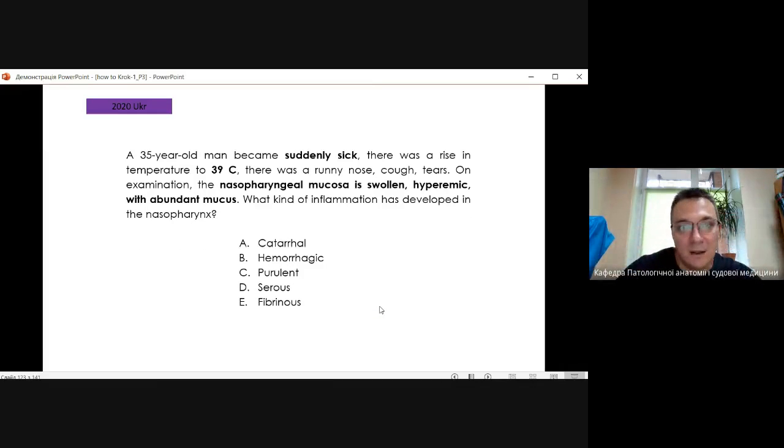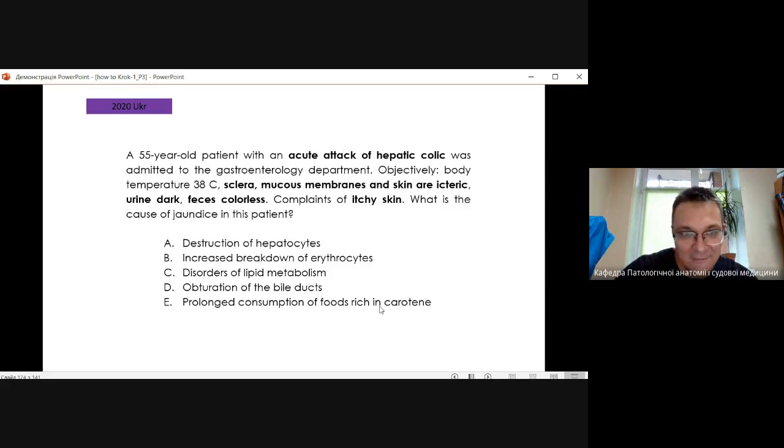Next one. A 35-year-old man became suddenly sick. There was a rise in temperature to 39, a runny nose, cough, tears. On examination, the nasopharyngeal mucosa is swollen, hyperemic, and abundant with mucus. What kind of inflammation? Very easy, right? So 2020 appears as quite easy, but please don't relax because nobody knows what will happen exactly. Okay, catarrhal inflammation, sure.